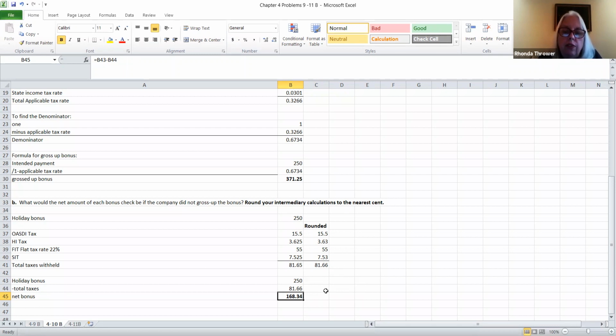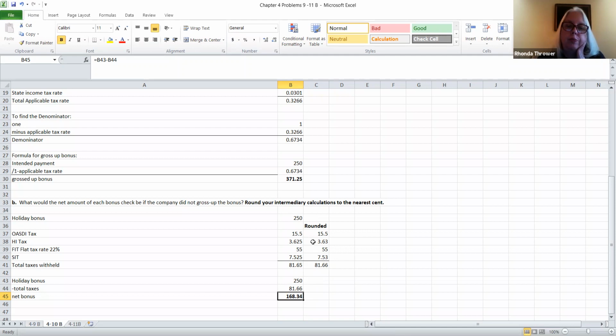So as you can see, when you're given bonuses, you might want to take into consideration what the taxes are before you pay out the bonus. It went from $250 down to $168.34. That's just showing you what taxes will do to your earned income.